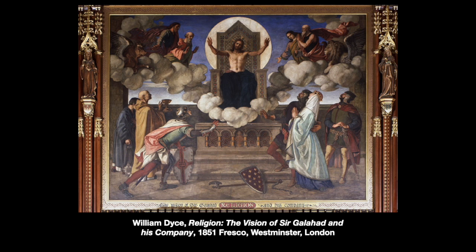So here we have William Dyce, Religion, the Vision of Sir Galahad and his company. So going back to these medieval stories of King Arthur and the Knights of the Round Table and the mysticism associated with the Holy Grail, we see the type of conventions, heavily ornate frames, the style of the lettering, the clothing, all very reminiscent of this medieval time. And it has a certain awkwardness to it, very posed and very theatrical qualities.